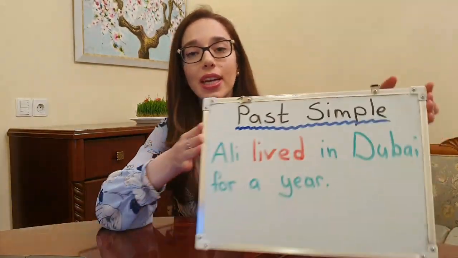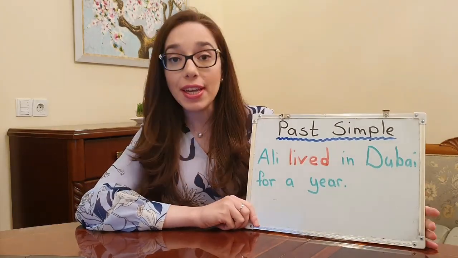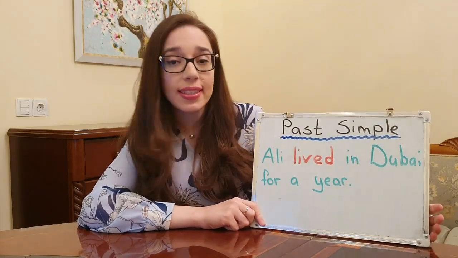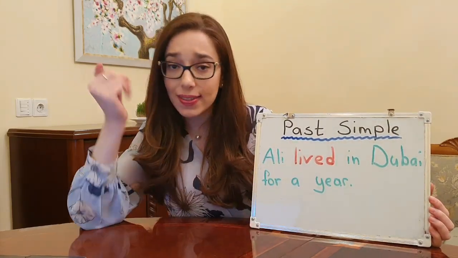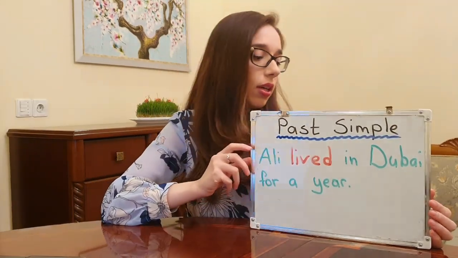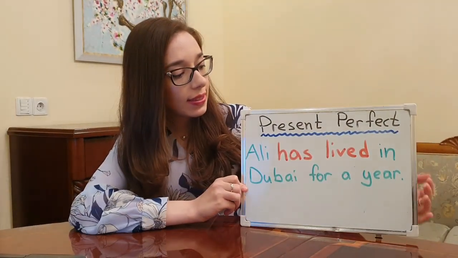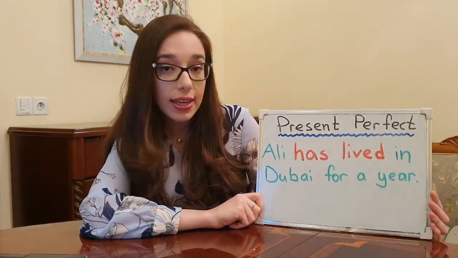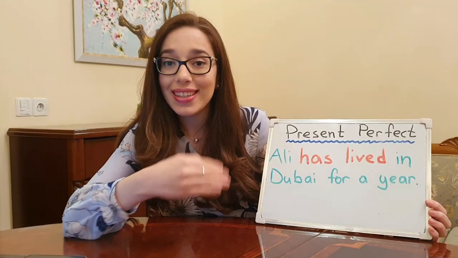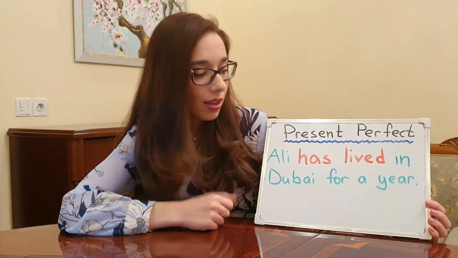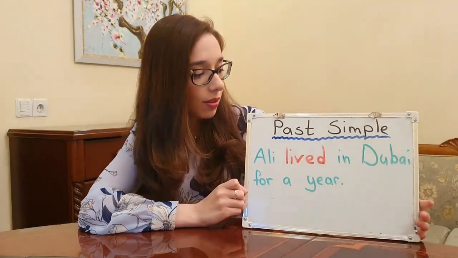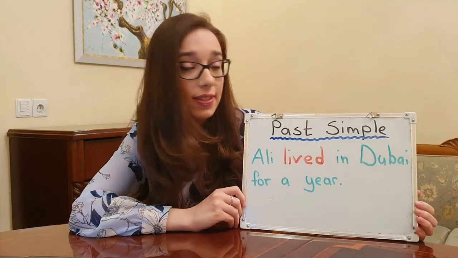So Ali lived in Dubai for a year. This sentence is in the past simple, and it means that he lived in Dubai in the past and this action is finished. He no longer lives in Dubai. In the present perfect, this sentence will sound like this. Ali has lived in Dubai for a year. This sentence means that he is still living in Dubai. In our Ali's case, we will use the past simple because the action is finished. Right now, Ali is living in Baku.